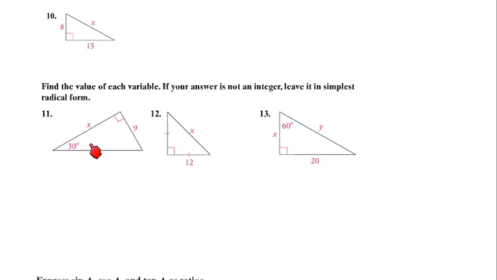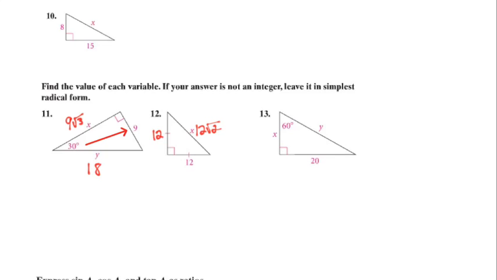For the first one, I'm given the side opposite 30, which is great, because then I just double it for the hypotenuse, and it's the short side times root 3 for the side opposite 60, and so I get 18 and 9 root 3. My next one is isosceles, which means it's 45-45-90, so my other side is 12. And then x, the hypotenuse, becomes the legs times root 2, so just 12 root 2.